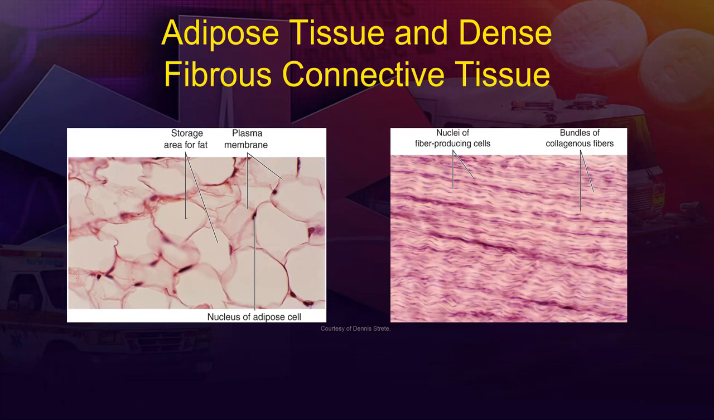This is a picture of adipose tissue and dense fibrous connective tissue. You can see that we have our adipose cell tissue structures, with a very small area with plasma membrane and a nucleus, and then an entire area devoted to the storage of fat, where lipids will be stored for later use. Then we also have our fibrous and collagenous fibers, shown in this slide.